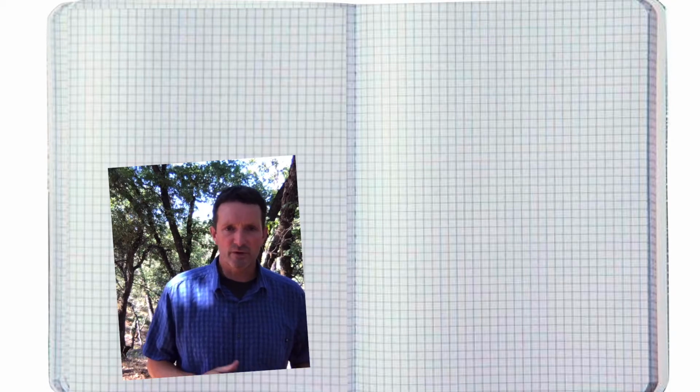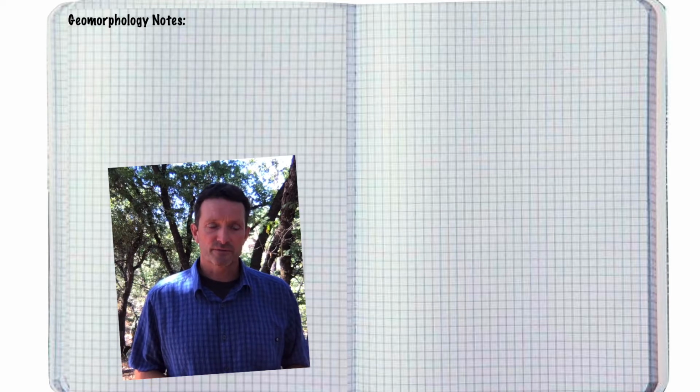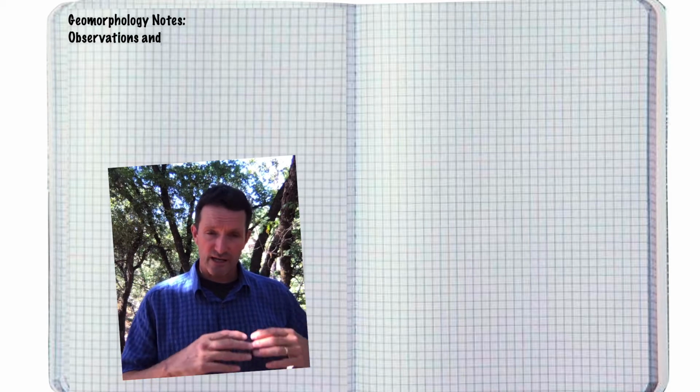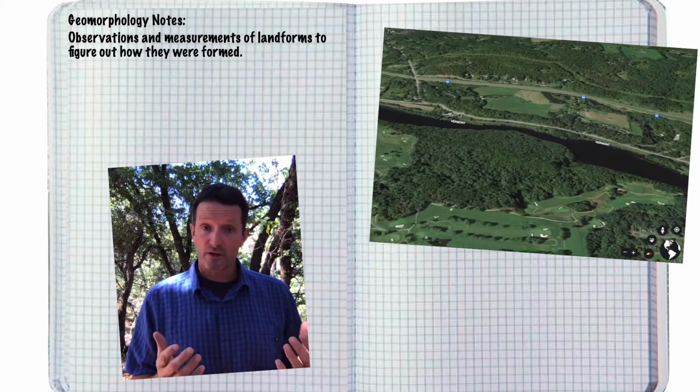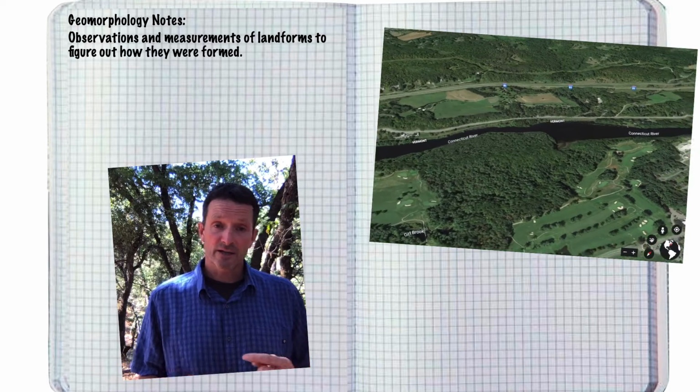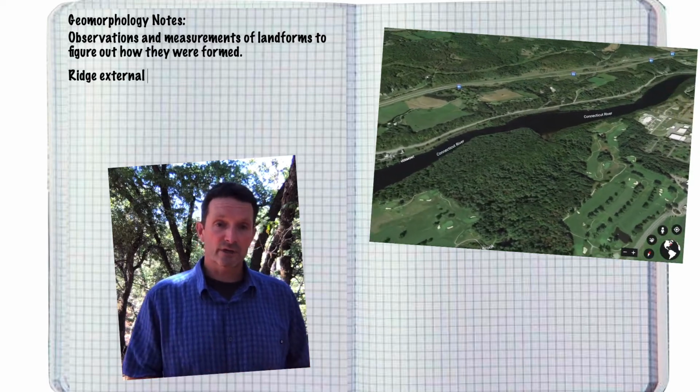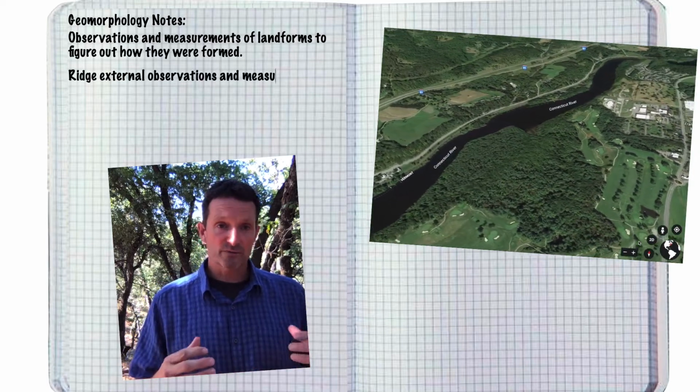You can start by just writing down the basic definition of geomorphology so you have that. And after that, let's focus on ridges first. We're going to start by taking external observations and measurements of these ridges that are all around Dartmouth campus. And then later in the video, we're going to look internally. We're going to actually dig into one and see what makes these ridges up.